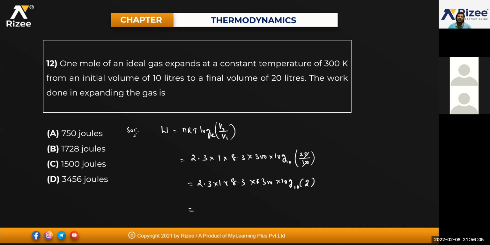2.3 means 23 by 10, into 83 divided by 10, into... So this 2 will be getting cancelled. 3 into log to the base 10 of 2. How much are you getting, beta? Option B. Very good. It is approximately 1728 joules.